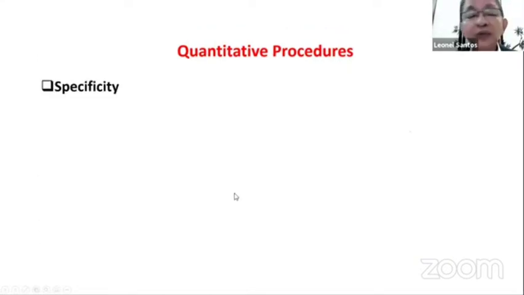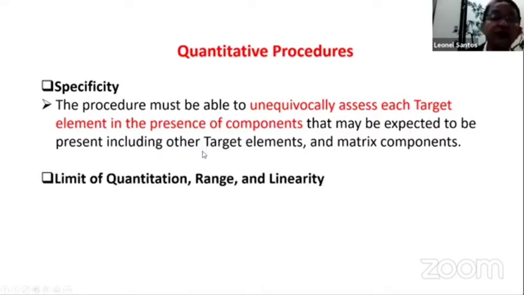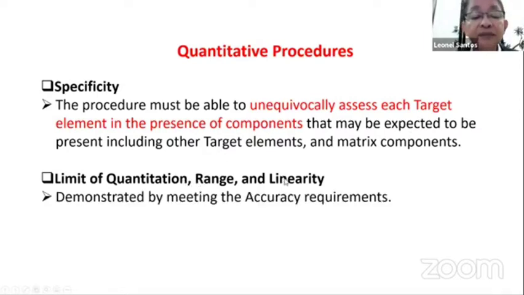So a quantitative procedure also requires specificity. And this specificity must be able to unequivocally assess each target element in the presence of other components. So you need specificity. In terms of limit of quantitation, range, and linearity, it must be demonstrated by meeting the accuracy requirements for the quantitative procedure.